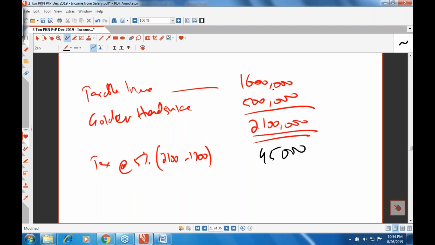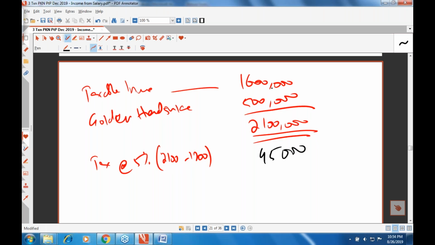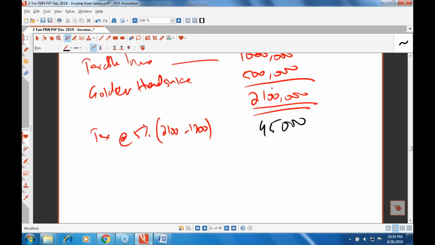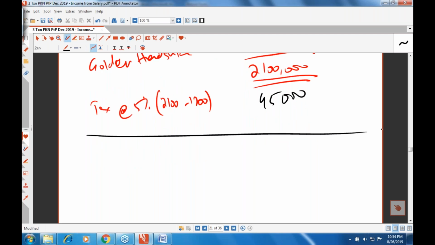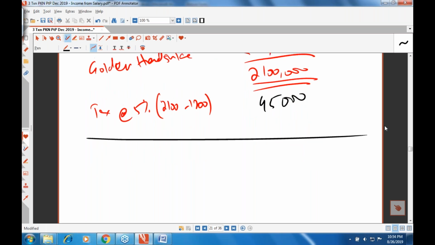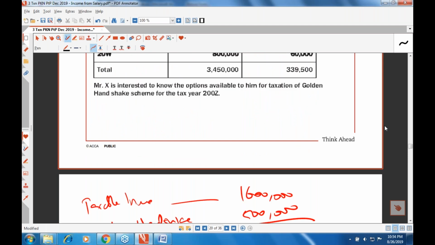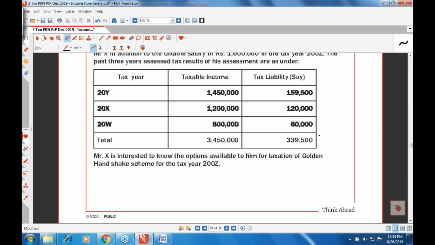Okay, it turns out to be 45,000. Is everyone okay with it? Now, what is the alternate I have? The alternate is that I could have calculated the average rate of tax for the last 3 years.